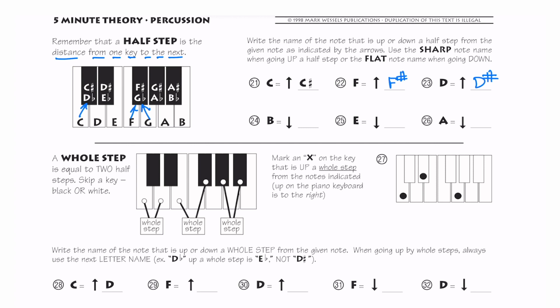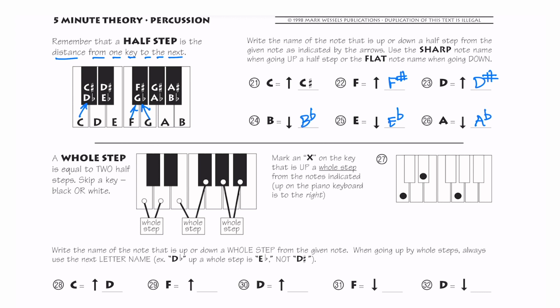All right? 24. B down a half step is B flat. E down a half step is E flat. A down a half step is A flat. So that's pretty simple. That's just kind of a quick review just to remind you that up and down half steps are flats or sharps.